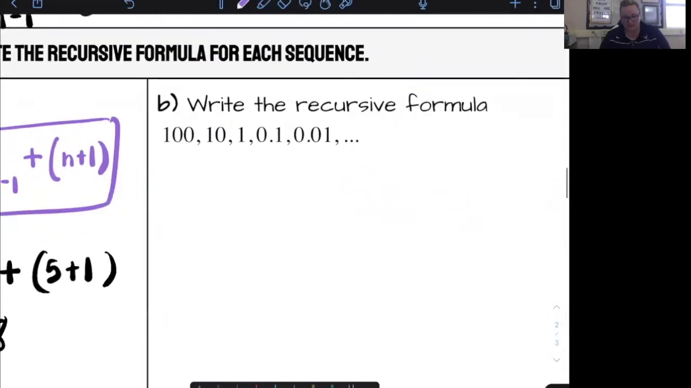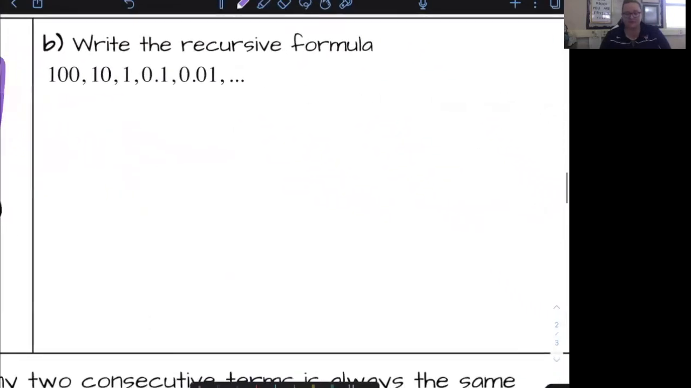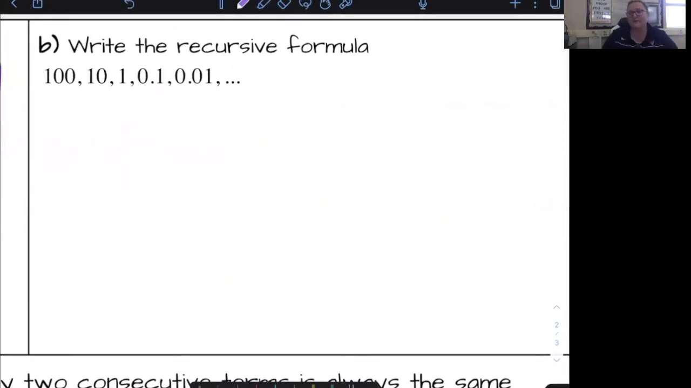All right. What about the recursive formula for this one? To figure out this formula, you don't have to do as much work. It's not as tricky. Think about what happens to get from 100 to 10. Well, what could you do to 100 and get 10? Could you add, subtract, multiply, or divide by something? Then could you do that same thing to get from 10 to 1? And how about 1 to 0.1? How would we get from the first term to the next?